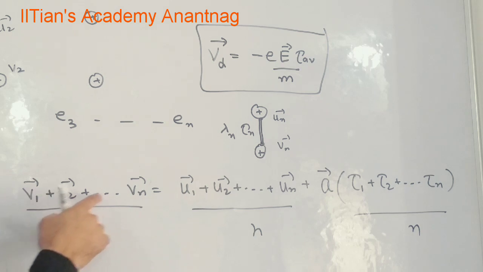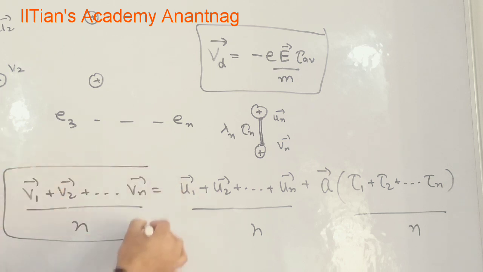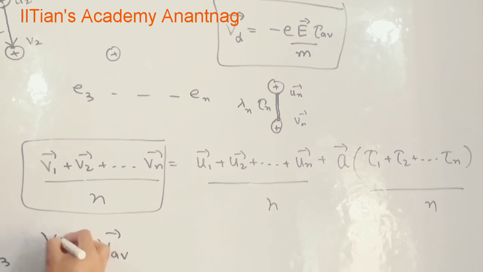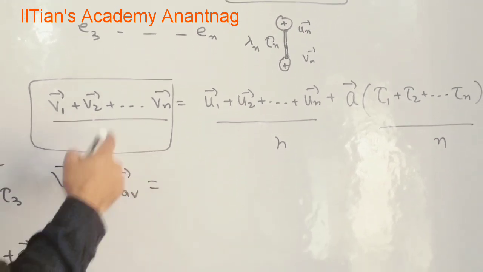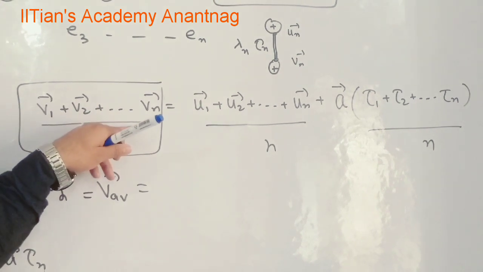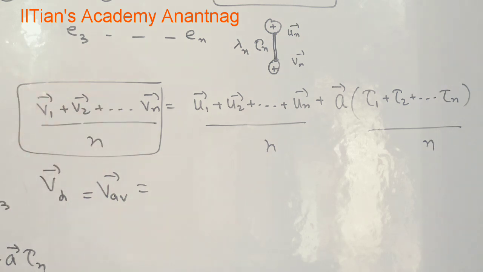Now V1 plus V2 plus Vn divided by n. I told you in the beginning that drift velocity cannot be calculated from the concept of a single electron. I have to take into account n electrons. So this is actually the average velocity of n electrons. This is what we call drift velocity. This is the net average constant velocity with which electrons drift in a direction opposite to the direction of the electric field.